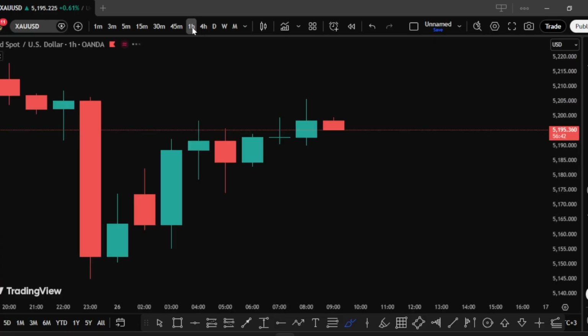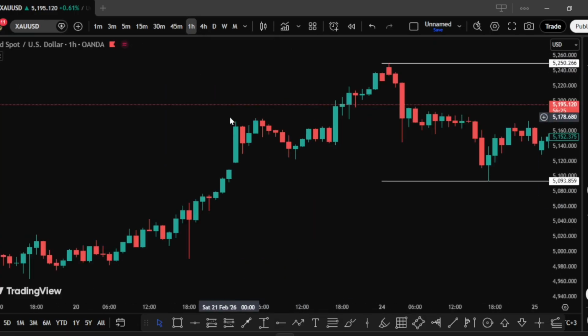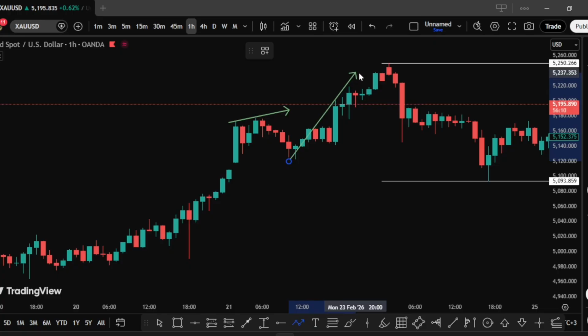Let's go to a lower time frame, like the 1 hour time frame. Around here, if you go to a lower time frame, you will find that these are equal high liquidity, and I've been expecting the price to come and grab this high, which has been done around here. Then price reverses. Okay, those are equal highs.